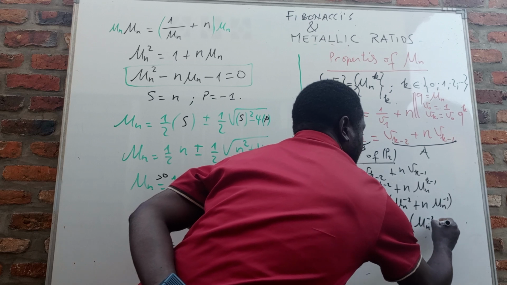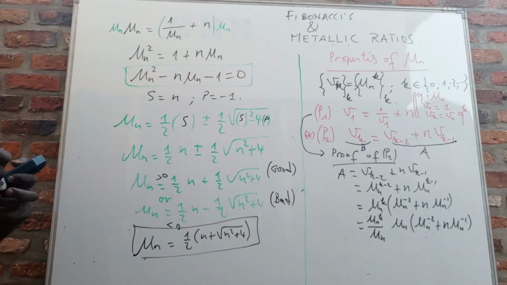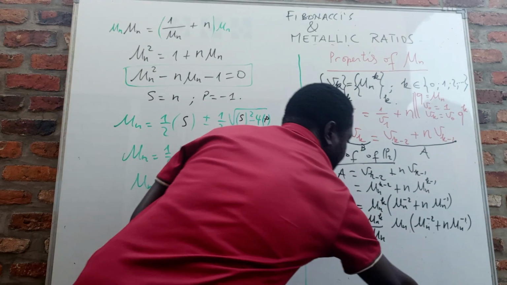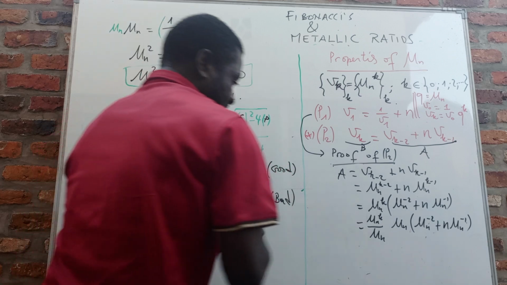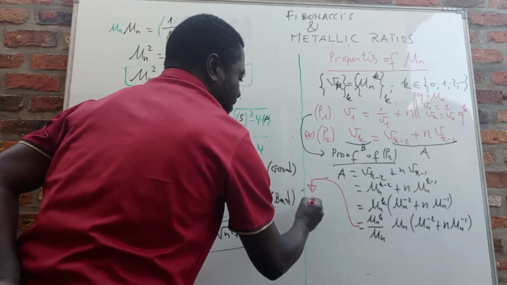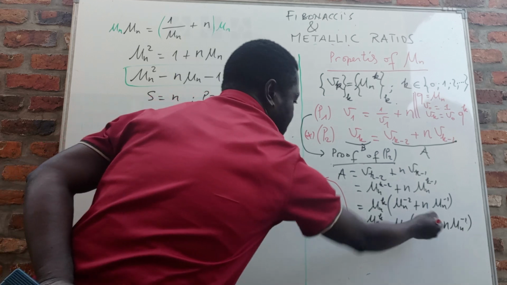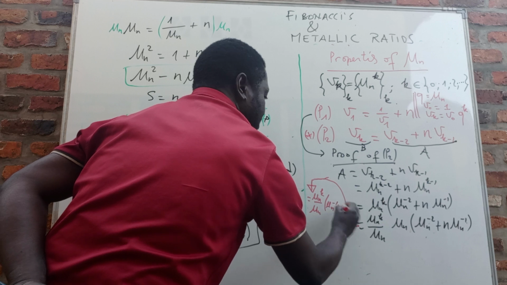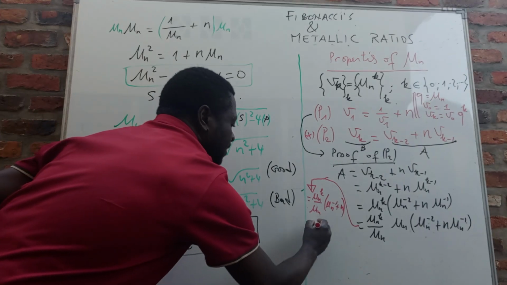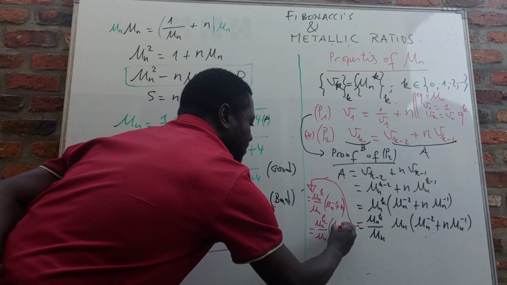Mu n minus 2 plus n mu n minus 1. And if I do so, what will I get? Of course, this one and this one are going to simplify each other, and I'm going to get, let me use a different color here, mu n power k over mu n times, now multiply inside, then mu n minus 1 plus, multiplying this side, becomes n. Okay, so now here we're going to have mu n power k over mu n, times 1 over mu n plus n.